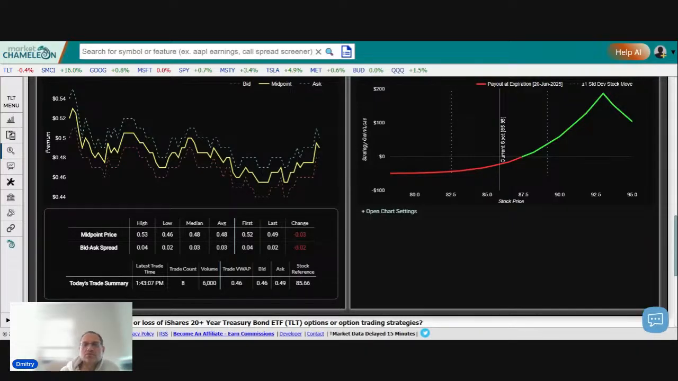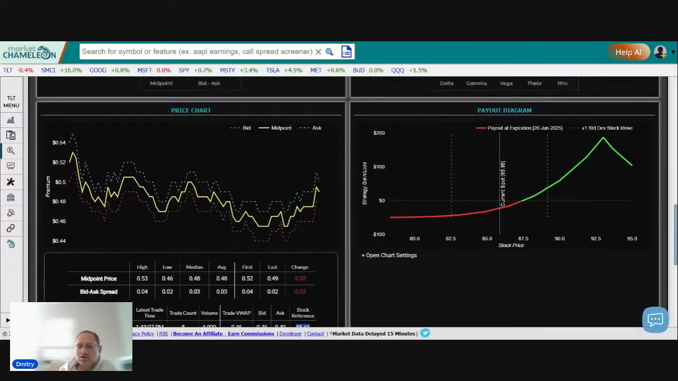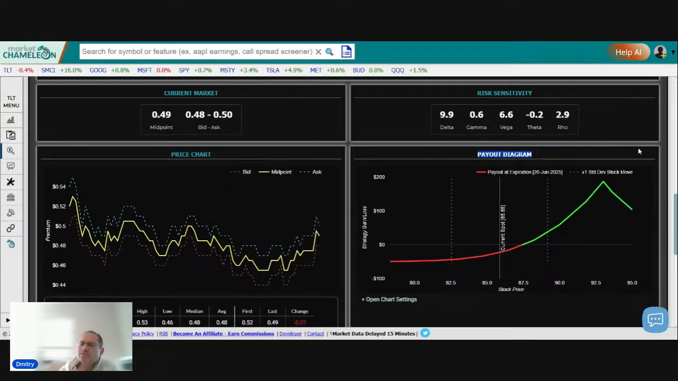Okay, and here we do see that it traded at 143.07, 6,000 contracts for 46 cents. At the time the market was 46 cents, 49 cents in this spread. So this is looking at the spread, and the stock was at 85.66. And here we get this payout diagram. It's to give us an idea of what the potential payoff will be at the expiration here on June 20th.